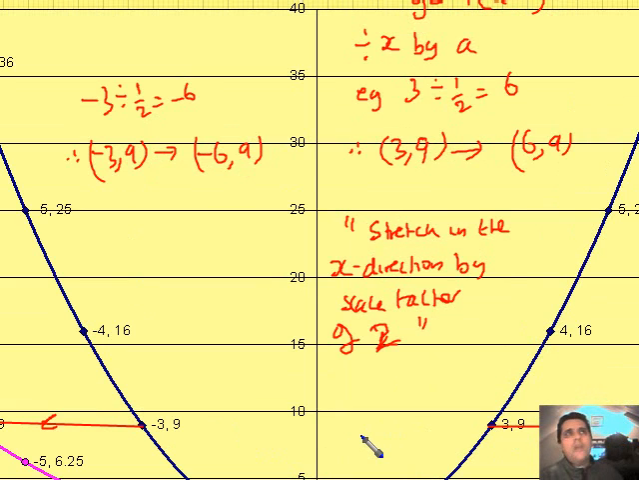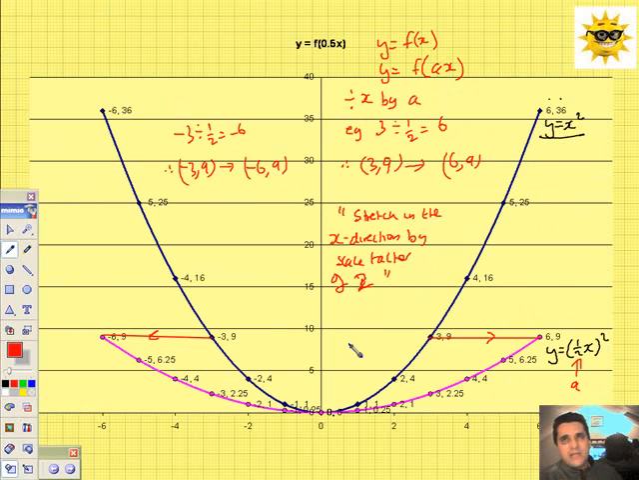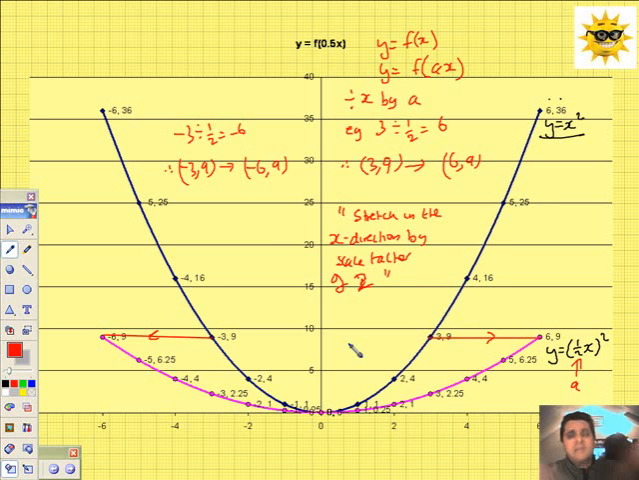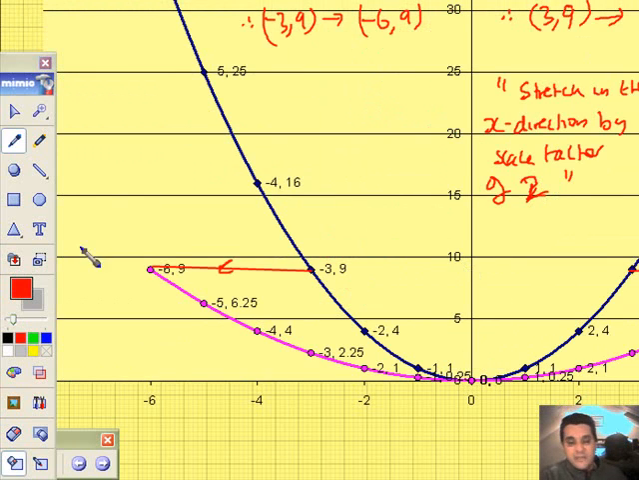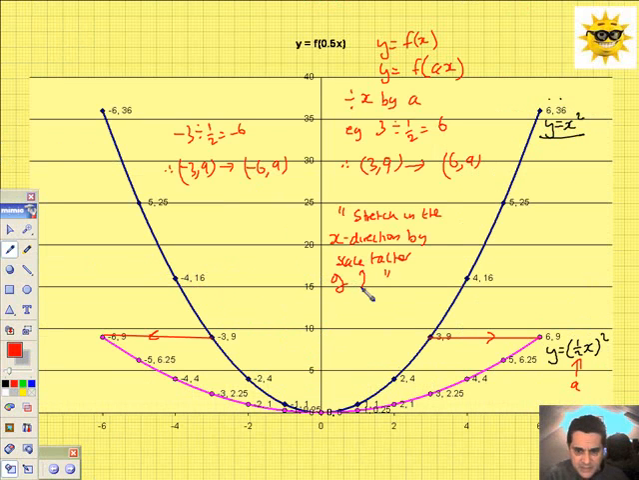Just like when you transform a shape by a scale factor of a half, the shape doesn't suddenly flip over, it just becomes half the size. Here I've taken my 3 divided by a half, so I go from 3,9 to 6,9. So it's a stretch in the x direction using a scale factor of 2. And let's make that 2 look pretty, because that's really the conclusion to this matter.